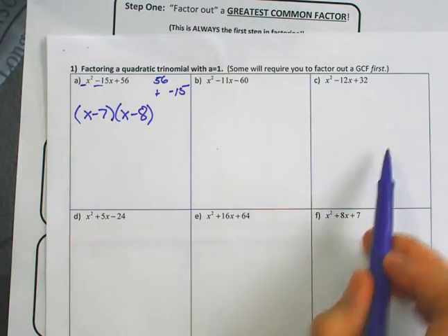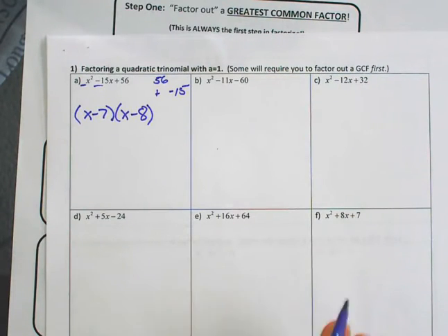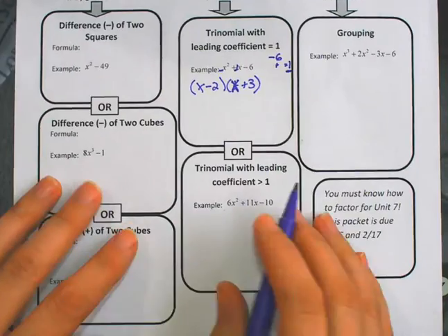So B, C, D, E, and F are all going to be done the same way. So I want you to pause the video and go ahead and try those before you move on to the next section. Okay, the next is a trinomial.